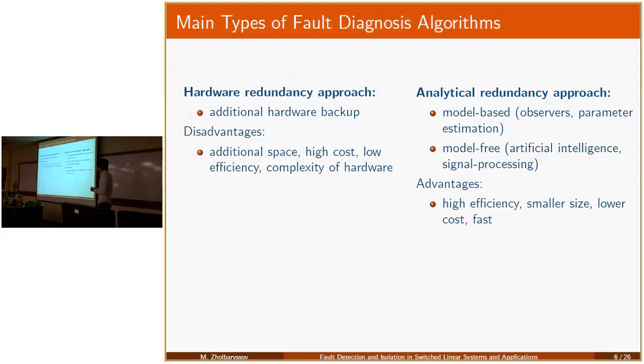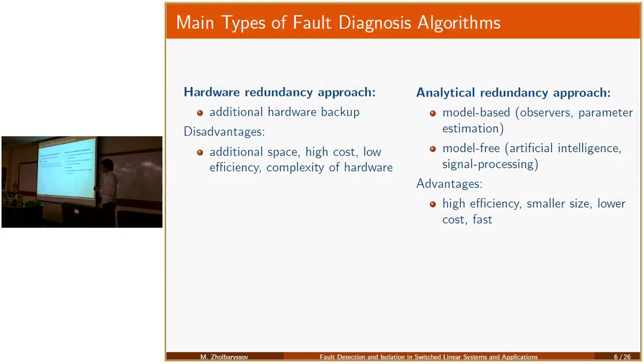The appeal of the analytical approach lies in the fact that using information processing techniques, we can achieve more efficient, smaller size hardware. And this approach can be further broken up into two types: model-based, when an accurate model of the system is given, and model-free, when a system is mostly unknown and incoming data are processed using signal processing techniques or artificial intelligence.